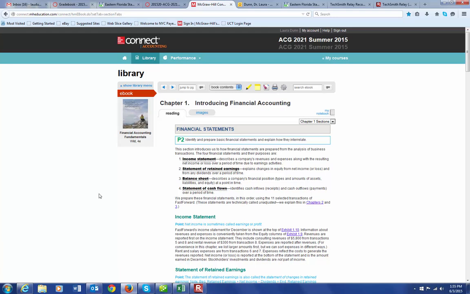So an income statement is going to give you a list of all of your revenues and a list of all of your expenses. It's going to subtract expenses from revenues, and it's going to come up with either a net income or a net loss.